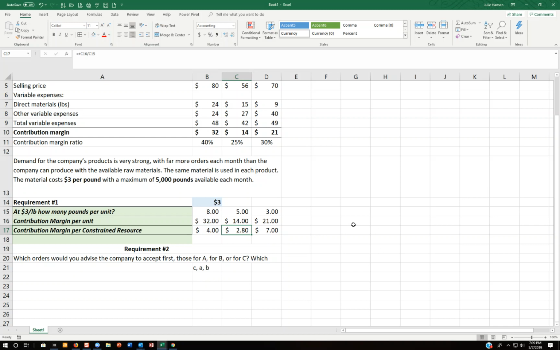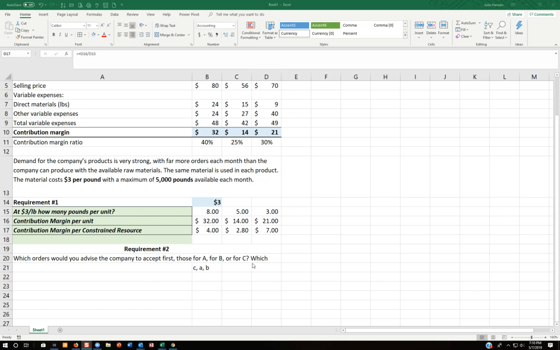Now, can I show you something interesting? What's interesting to me about this is that if you looked at just the contribution margins, you'd see that actually product C is not the highest contribution margin. But when you look at it with respect to the constrained resource, because it's only using the 3 pounds, right, then it actually is better. It uses less material to produce, so it's actually coming up with a higher contribution margin per constrained resource.